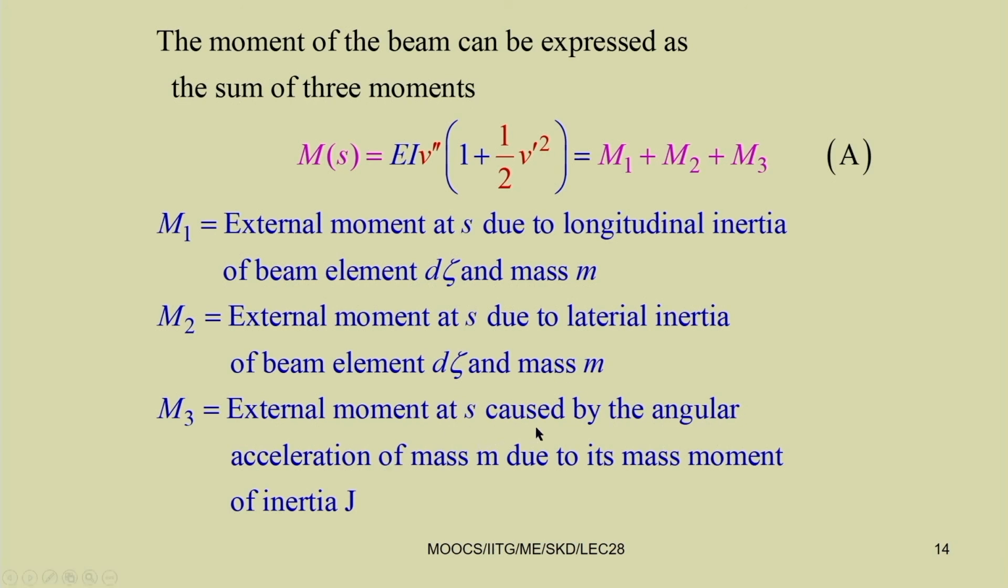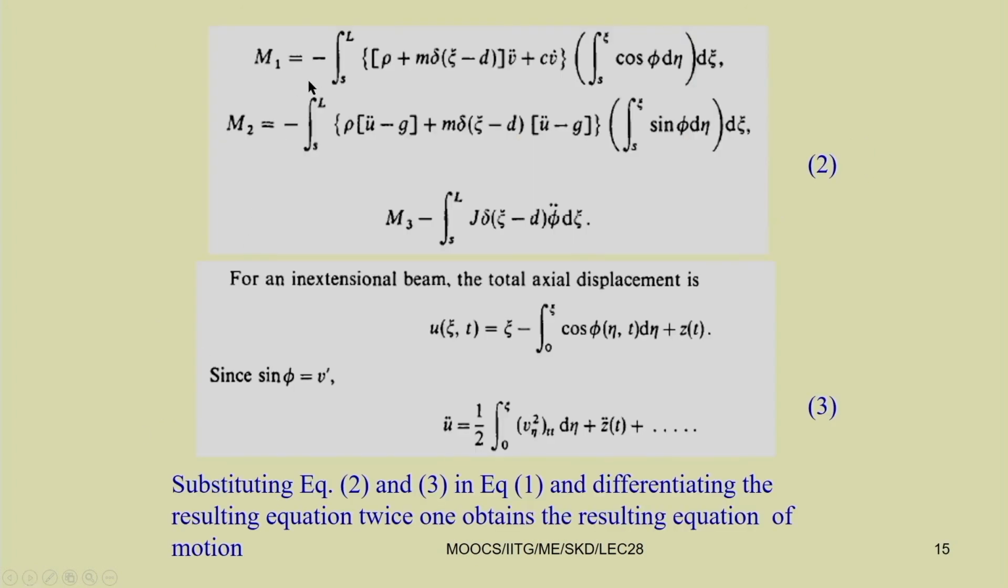External moment at A is caused by the angular acceleration of mass m due to its mass moment of inertia J. So, that way we can write this M1, M2 and M3. These equations are known to you. So, M3 equal to this, M1, M2, M3.